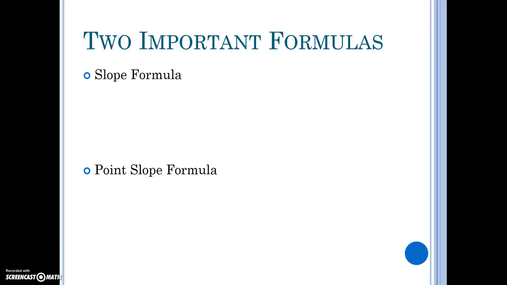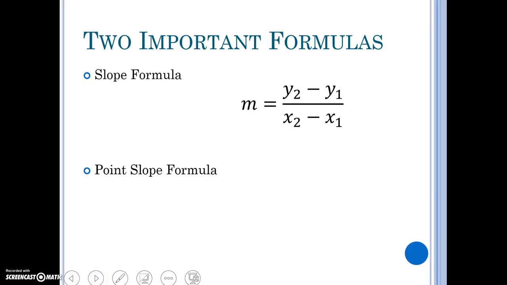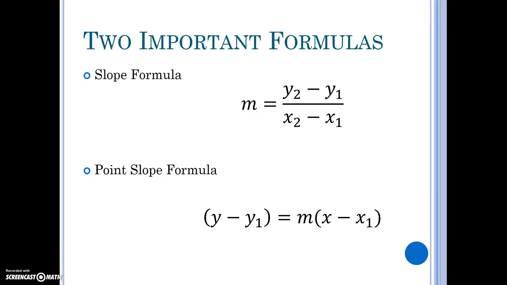So two important formulas that we need when we are writing in point-slope form are the slope formula, y2 minus y1 divided by x2 minus x1, which is what we did in class today. And the second formula we need is the point-slope formula. So you need to make sure you have this down in your notes. We have y minus y1 equals m times x minus x1.